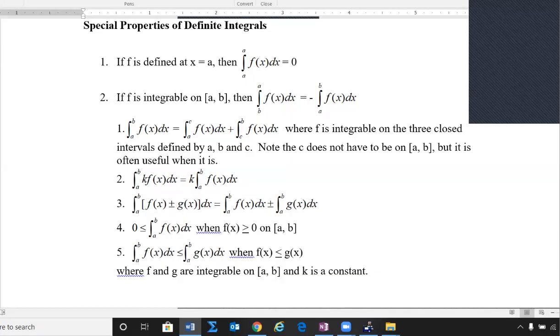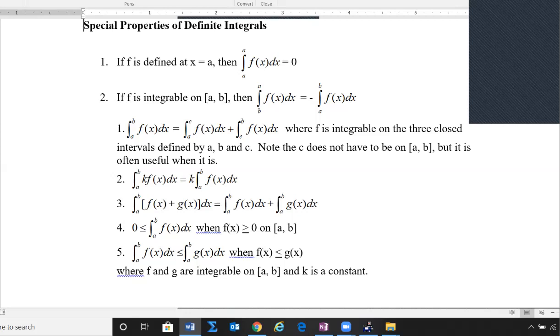Okay, now we're going to list a few more special properties for these definite integrals. We're not going to go through proofs of any of these, but since we can interpret these as Riemann sums, then we might be able to at least intuitively see why the answers are what they are.